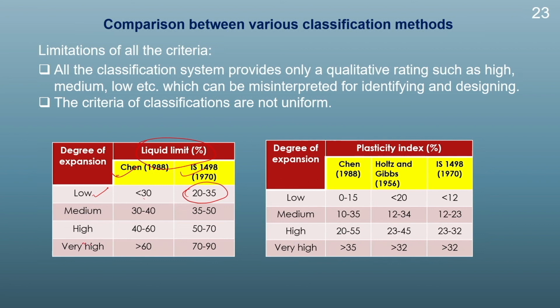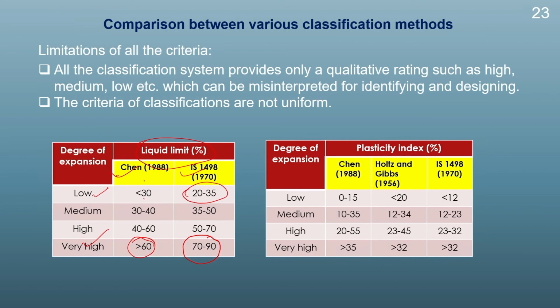Similarly, for very high expansive soil, the Chen method suggested the liquid limit should be greater than 60%, but the Indian Standard suggested the liquid limit should be 70 to 90%. So, here we can see even though the two methods use the same parameter, the classifications are not unique, they are different.